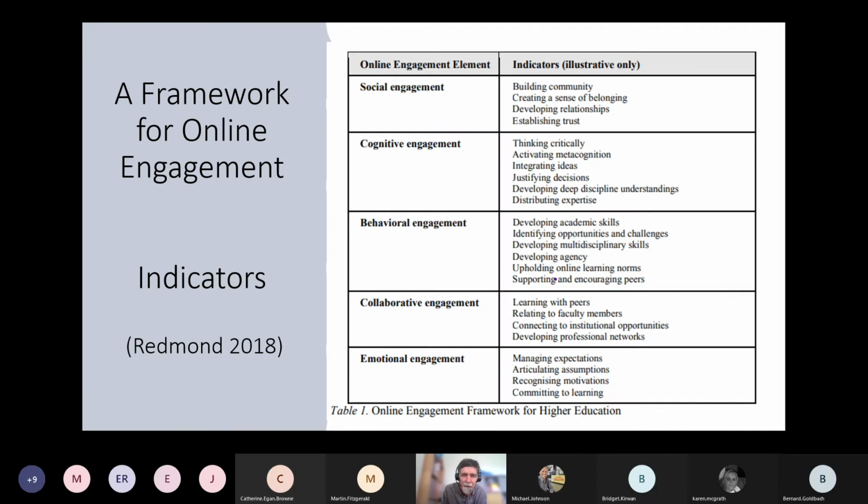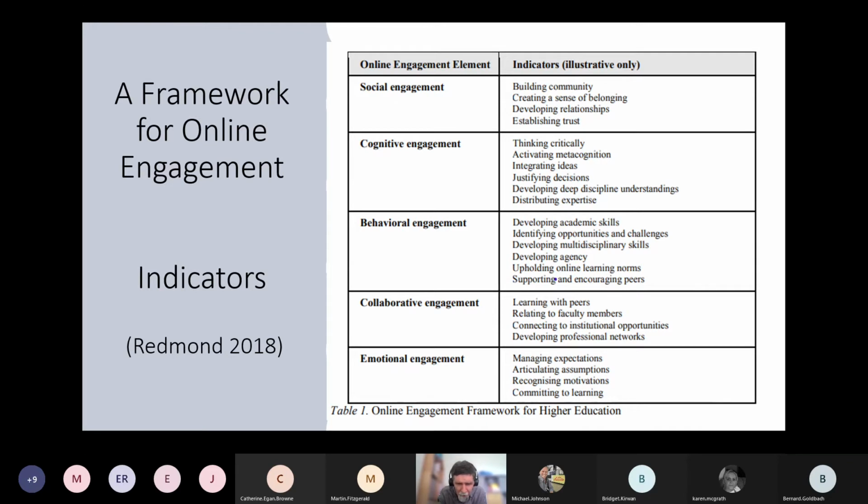Now, this is kind of just a quick summary of the indicators that Redmond and her team come up with, where you're looking at the indicators for each of the different 5 types of engagement. So you could be looking at social engagement: building communities, creating a sense of belonging, developing relationships, and establishing trust. You can see how they have been incredibly difficult to achieve online.